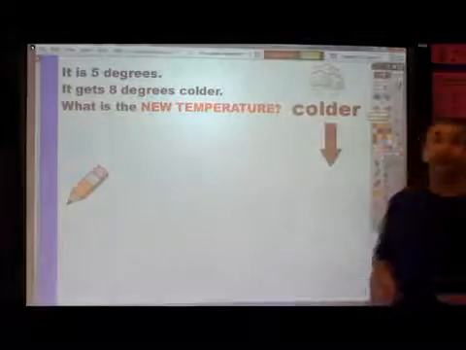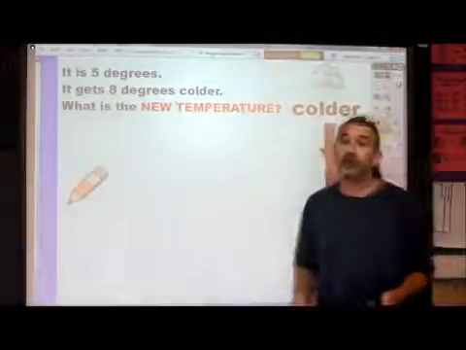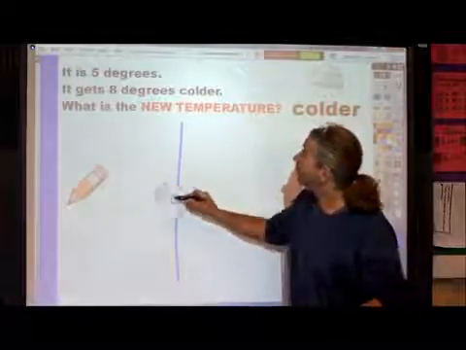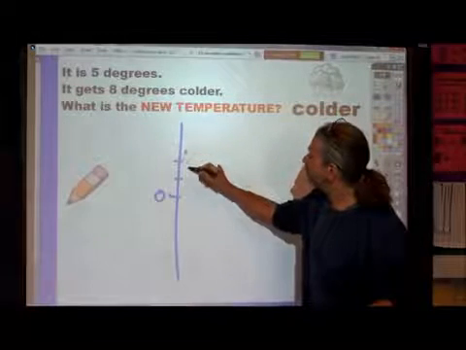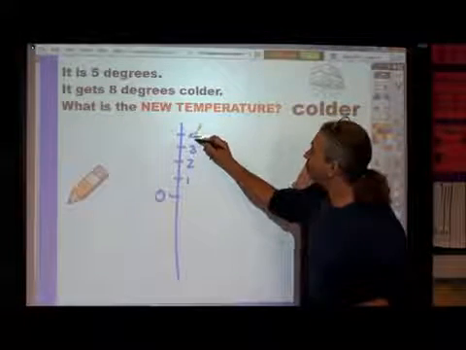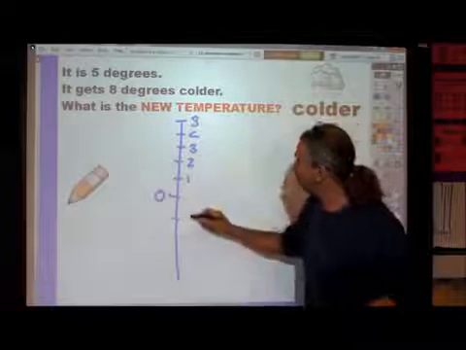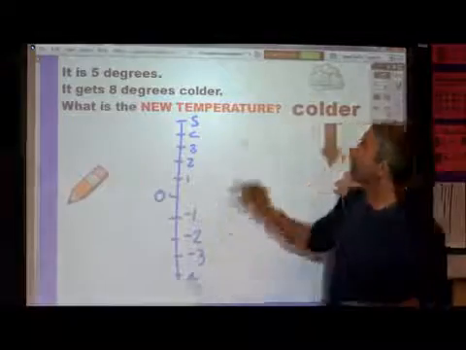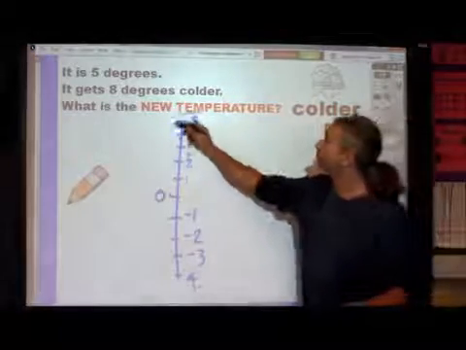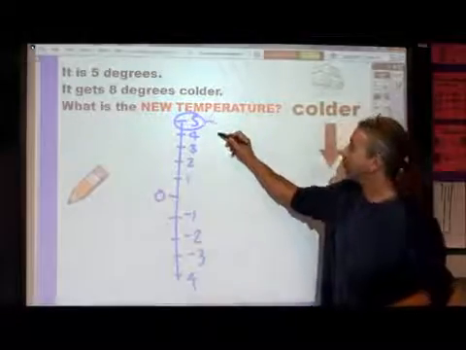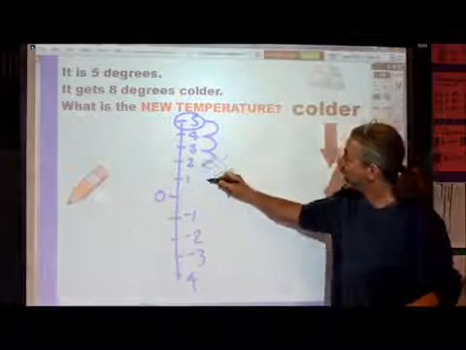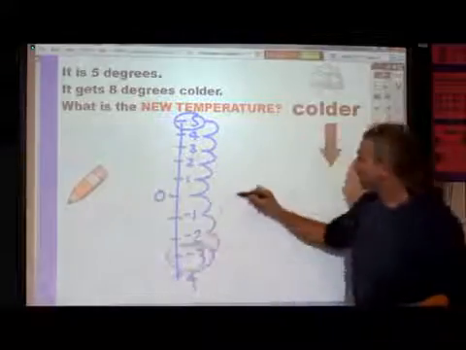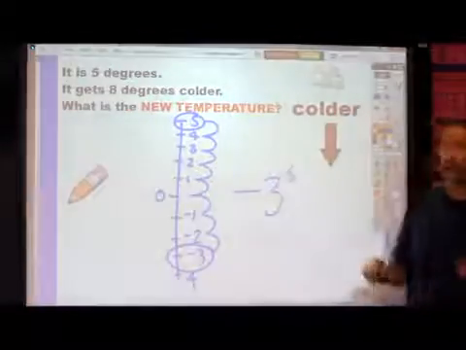what's the new temperature? The surefire way to get it right is to use a pencil and draw it out. So, we'll put the 0 in the middle. 1, 2, 3, 4, 5, minus 1, minus 2, minus 3, minus 4. Okay, it's 5 degrees. We start here. It gets 8 degrees colder. 1, 2, 3, 4, 5, 6, 7, 8. The answer is minus 3 degrees.